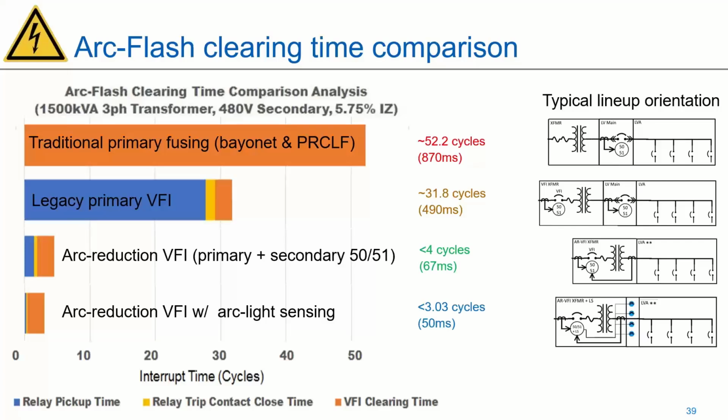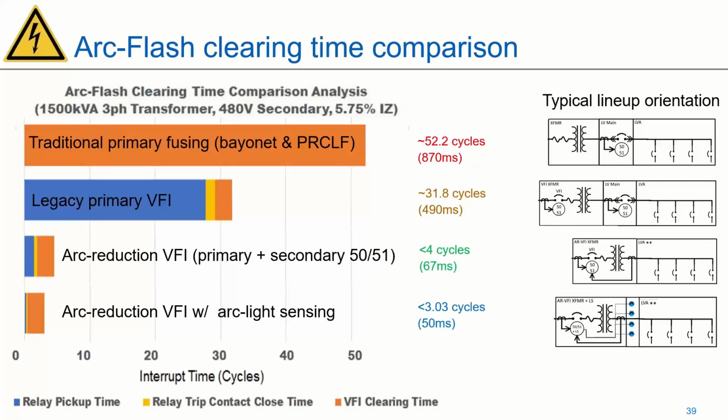And then when we go to the next slide, I'll show you how these clearing times translate into increased incident energy or decreased. And looking at the ARVFI, the third one down there, we're below 4 cycles or 67 milliseconds. So a pretty drastic reduction in your clearing time.